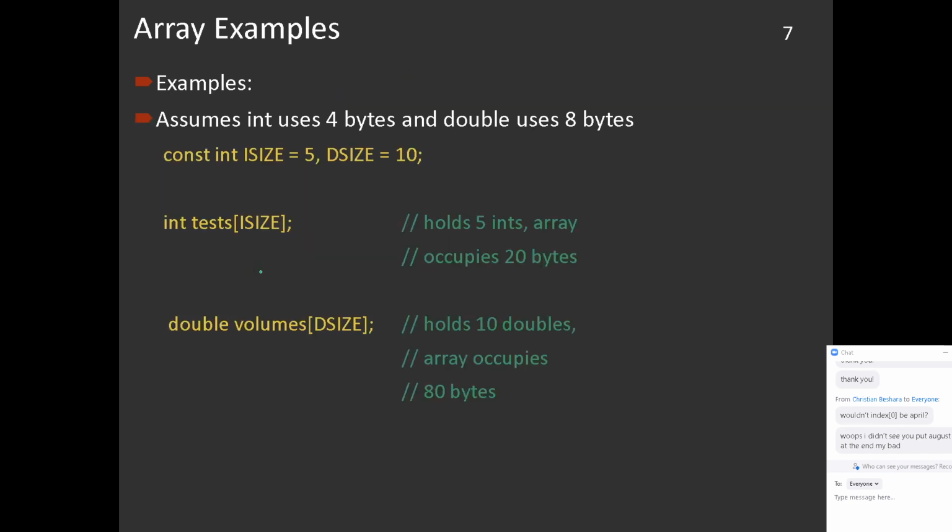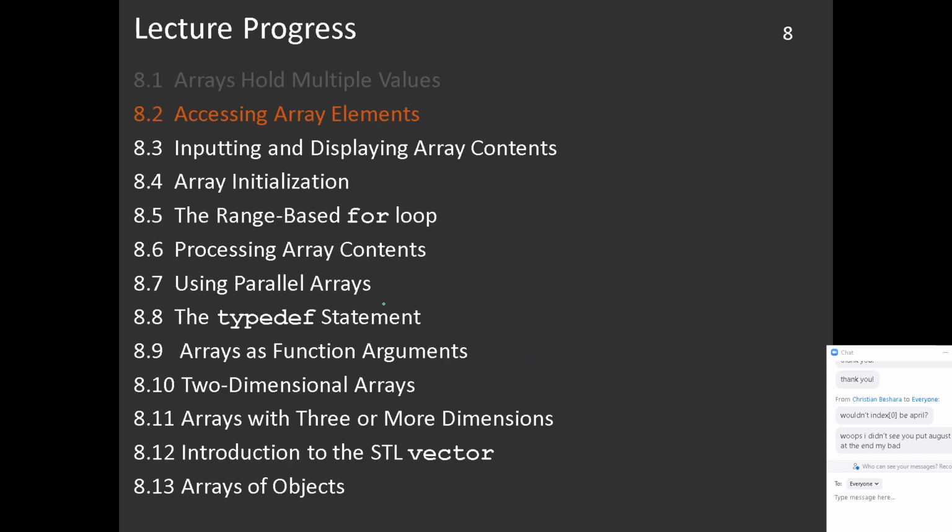So here's some more examples. So we have int tests of size 5, a 5-element array of integers. Double volumes is a 10-element array of doubles. And right now we're just working with one-dimensional arrays, but you can also declare multi-dimensional arrays. And that's what we'll talk about when we get back from the break. Okay, so that's what arrays are. That's how we define them. We'll do some examples in a second.